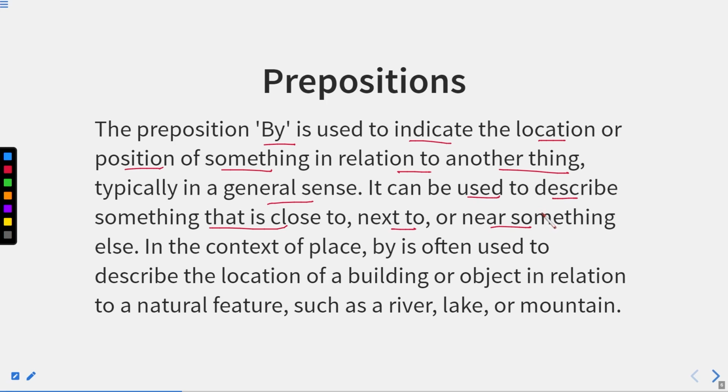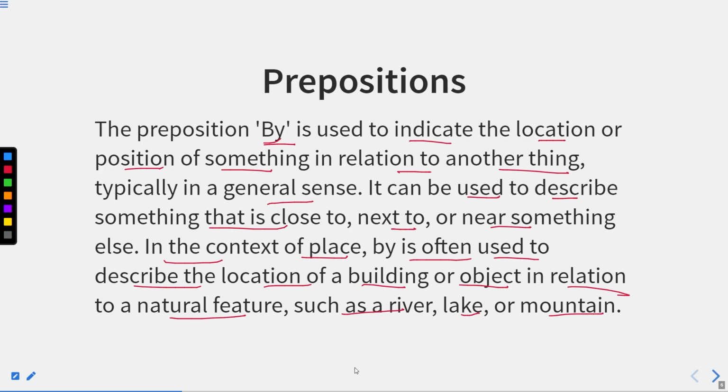For example, if I'm saying something is by me, it means it is beside me. Somewhere, by plays the role of the word beside, but not always. Some places are there in which we can use by to show the position beside. Beside means on my side, or on the side of mine. In the context of place, by is often used to describe the location of a building or object in relation to a natural feature such as a river, lake, or mountain. For example, we can say by the lake, or by the river.